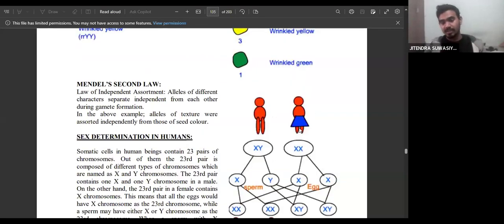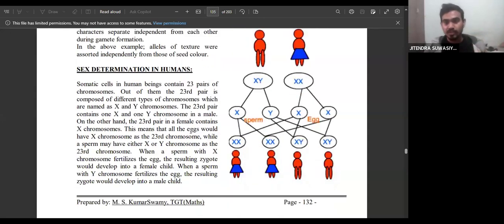So alleles of different characters separate independently from each other during gamete formation, and the alleles for texture were observed independently from those of seed color. So the texture and the seed color showed independent observation; they are not the same type. Okay. So this was all about Mendel's law. Then what is sex determination in humans?